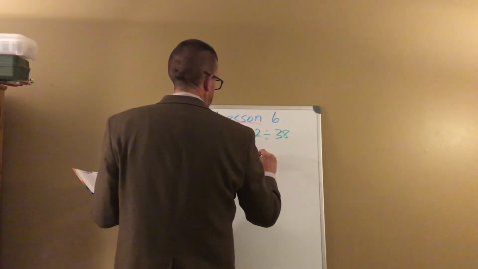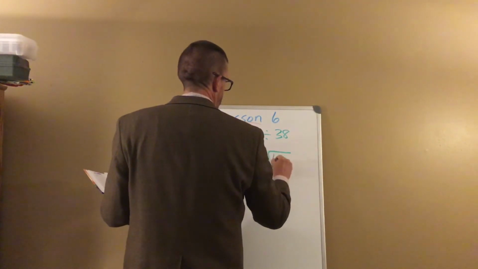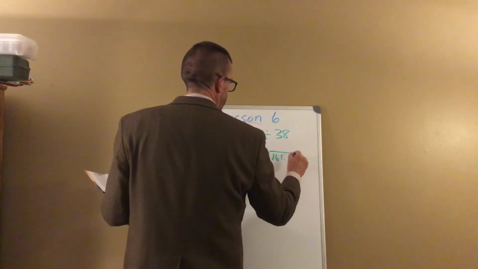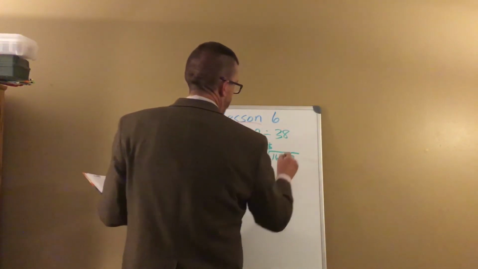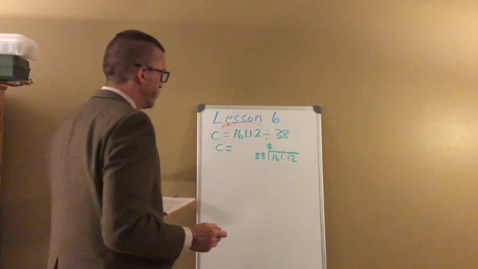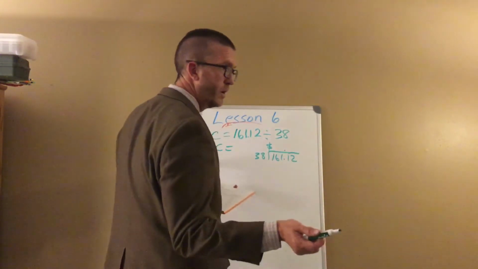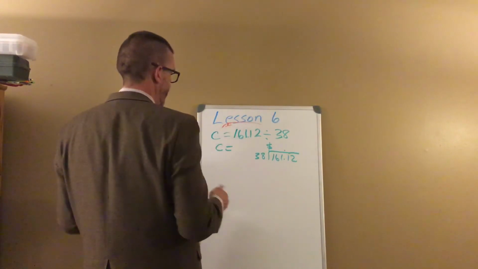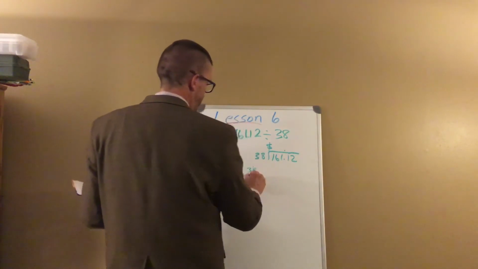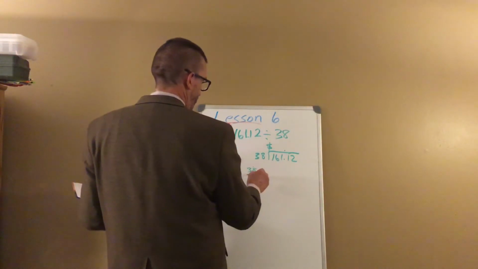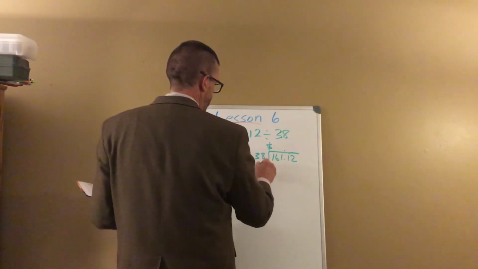C equals 38 is my divisor, 161 and 12 hundredths. I'm going to put my dollar sign up there. Bring up the decimal point using the Stegmuller method. We're going to use our estimating for divisors. If I round 38 to the nearest 10, I look at the 8, that gives me 40.